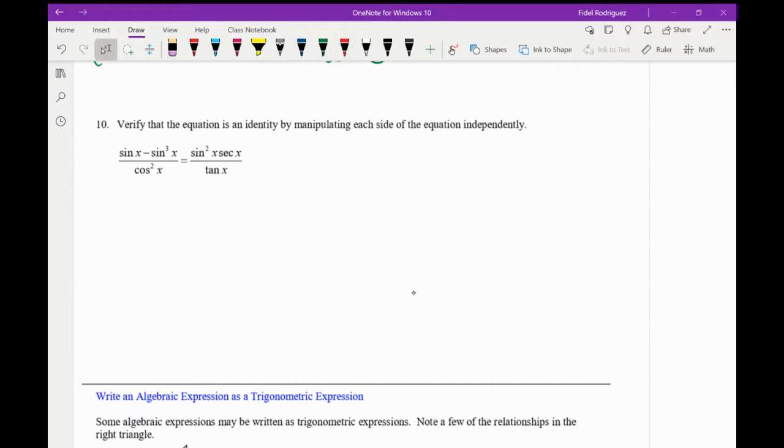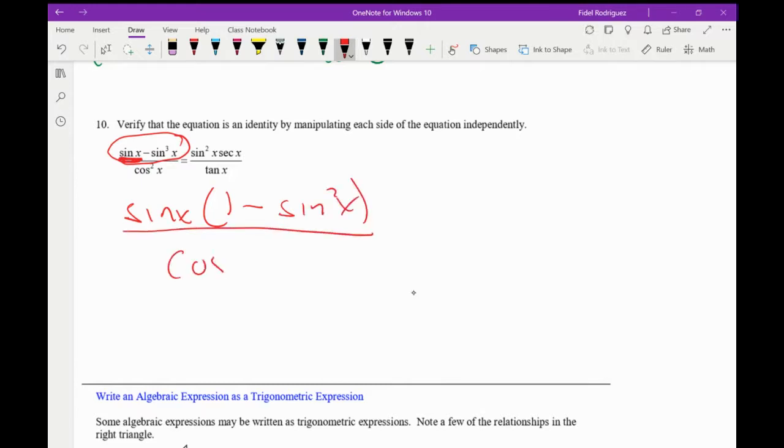So first thing I want you all to notice, can I factor a sine out of the top of there? Yeah. So look, we're going to factor a sine x out. If I factor a sine x out of here, I'm left with a 1 minus, if we had a sine to the third and we took away one of them, how many sines are we still left with? 2.